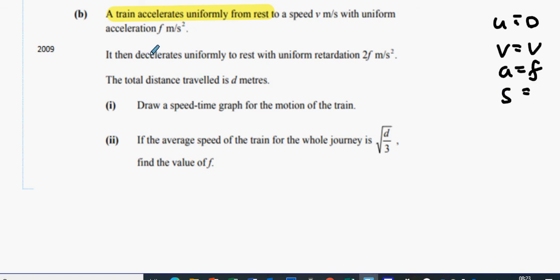speed with uniform acceleration. Then it decelerates uniformly to rest with a deceleration of 2f meters per second squared. Total distance traveled is d. Draw a speed-distance diagram. Is there any indication that it travels at constant velocity? Is there any indication that there's a flat top?